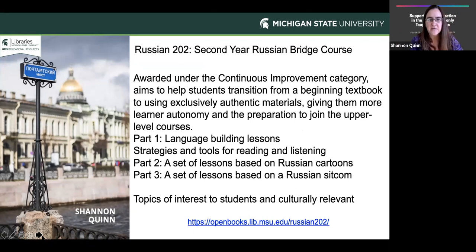Hi. I've worked on a couple of different projects that have open materials, but today I'm going to mostly focus on this one, which I call the Russian Bridge Course. This is the fourth semester of Russian, and it's trying to take the beginning textbooks, when students were in the first three semesters working with the beginning textbook, and then prepare them to transition from that to using more authentic materials. It gives them more autonomy and the opportunity to continue to learn from authentic materials. By that, of course, we mean materials not meant just for students, but for native speakers, so that they can continue to learn from things that they encounter, texts and movies, whatever kind of text you want to call it, that were made for native speakers. It also gives them the preparation to join the upper level courses.